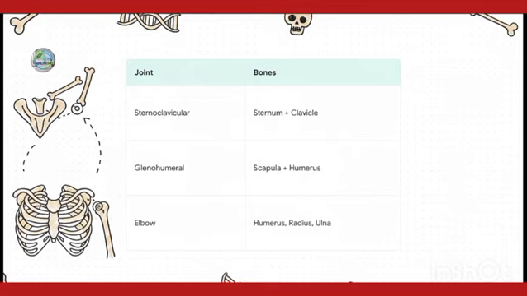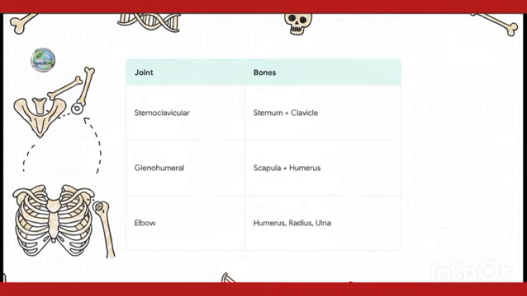Let's rapidly map out the proximal upper limb joints. And honestly, look at how beautifully logical anatomical naming can be. The sternoclavicular joint simply connects the sternum and the clavicle, or collarbone. The glenohumeral joint, which is your main shoulder joint, connects the glenoid fossa of the scapula, your shoulder blade, with the humerus, the large bone of your upper arm.